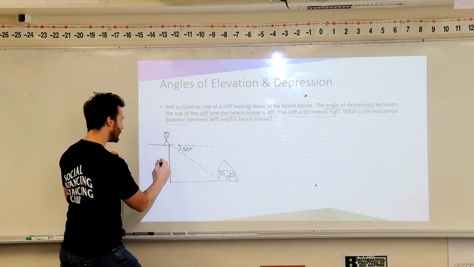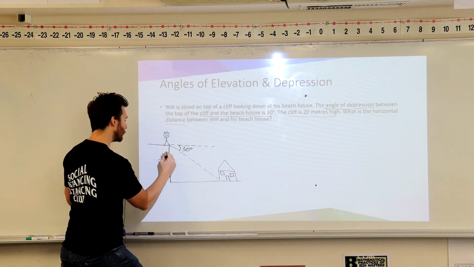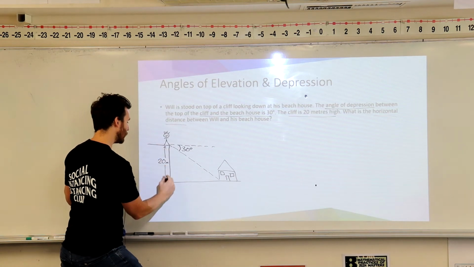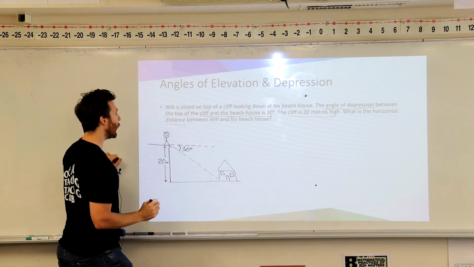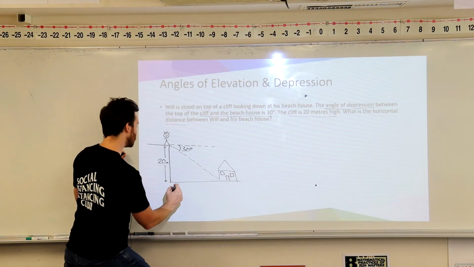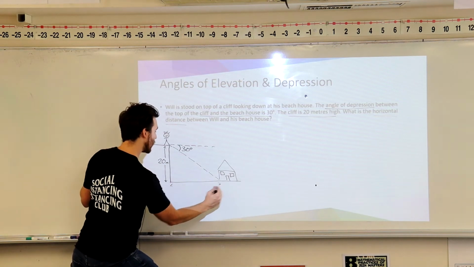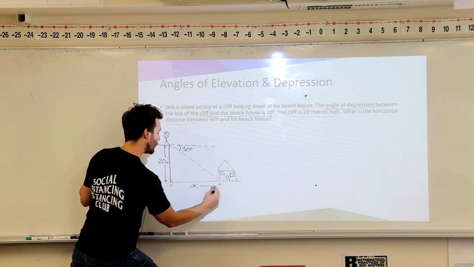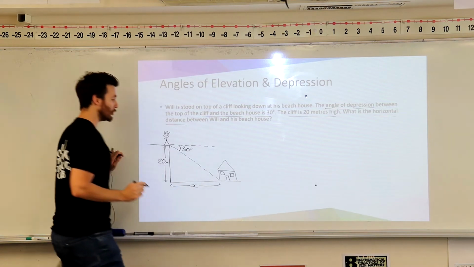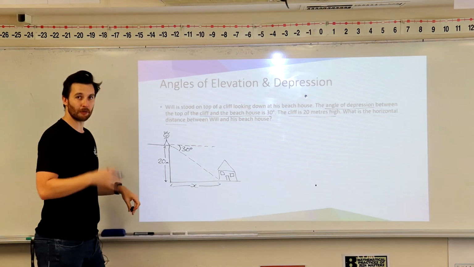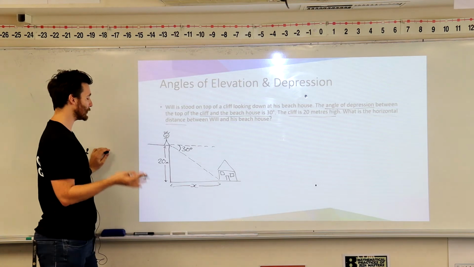The cliff is 20 meters high, so I'll fill that in as well. Cliff's 20 meters high. And the actual question is, what is the horizontal distance between Will and his beach house? So I'll just call that X. Okay, so now we've got a bit more information and we're a lot closer to solving this problem.